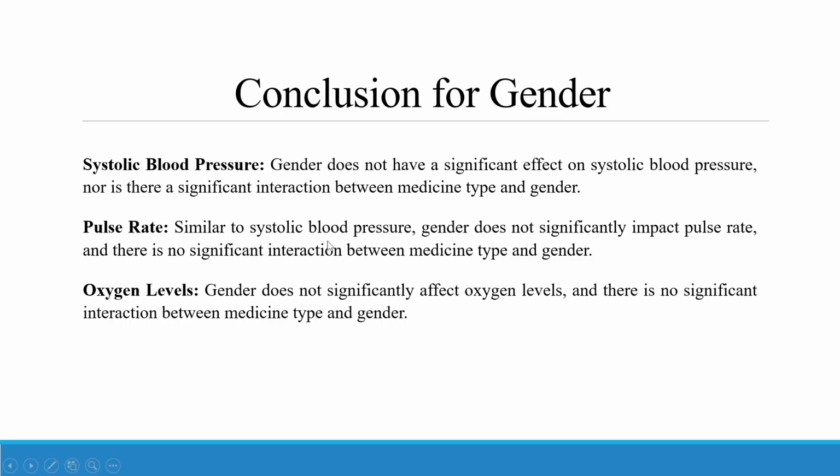Conclusion: for gender, it does not have a significant effect on systolic blood pressure, nor is there a significant interaction between medicine type and gender. Pulse rate. Similar to systolic blood pressure, gender does not significantly impact pulse rate, and there is no significant interaction between medicine type and gender. Oxygen level. Gender does not significantly affect oxygen level, and there is no significant interaction between medicine type and gender.